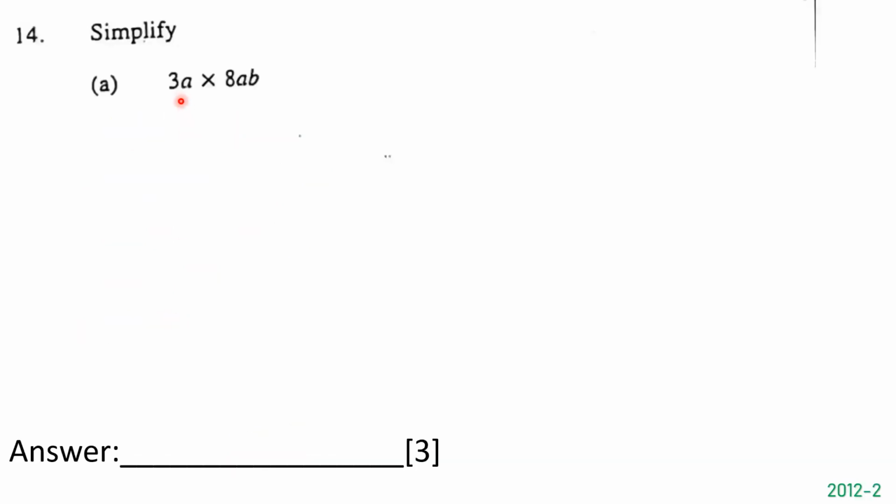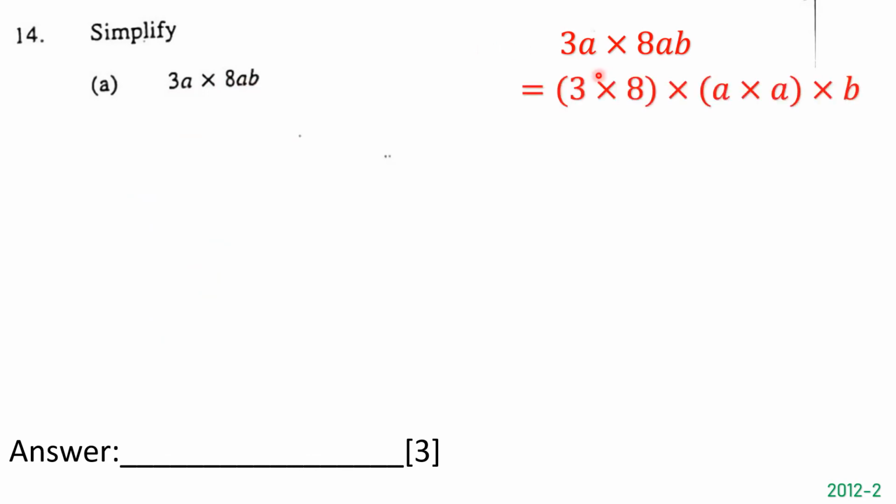Moving right along, we have 3a times 8ab. And so what we're going to do is group the numbers together and group the letters together. So we have 3 times 8 multiplied by a times a multiplied by b. We grouped the numbers, then grouped the a's together, and then put the b. So what is 3 times 8? Well, 3 times 8 is definitely 24, and we bring everything else back as normal.